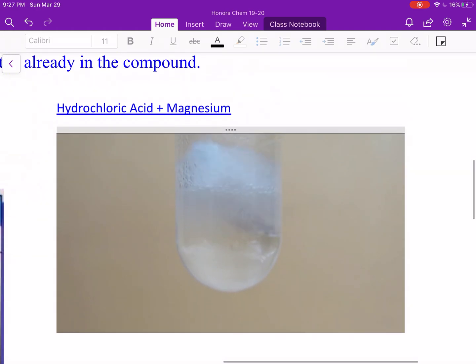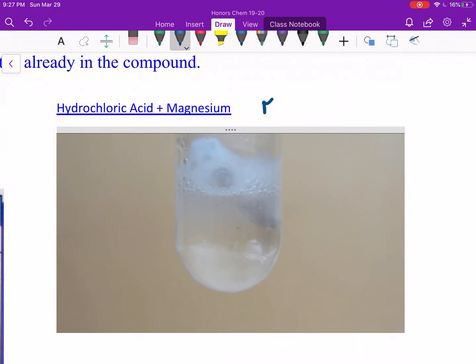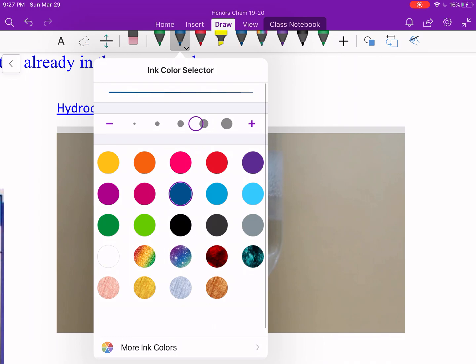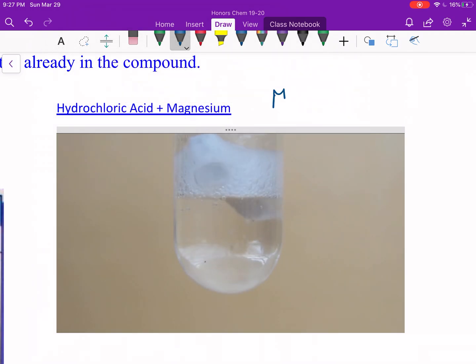So we have magnesium, which is our metal, Mg, plus our hydrochloric acid. Now, I'm going to make that smaller. So we have our Mg as a solid. We have our hydrochloric acid, HCl aqueous.